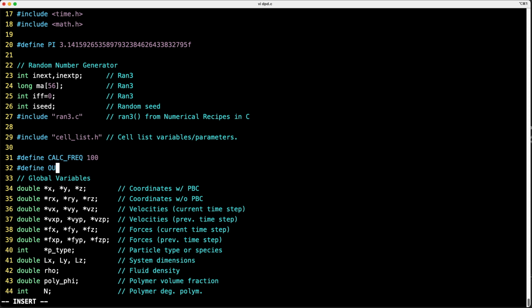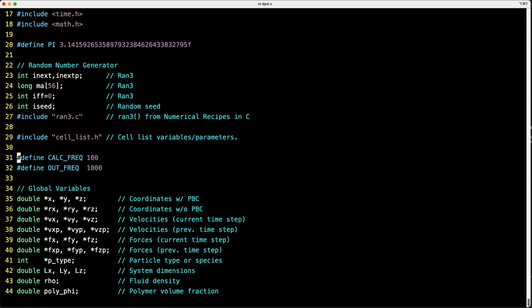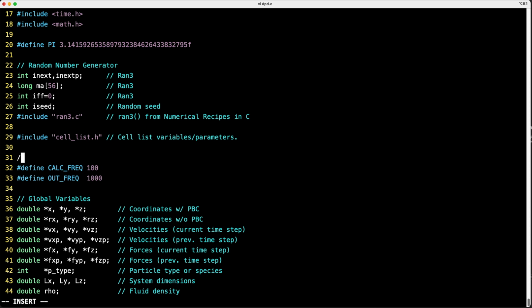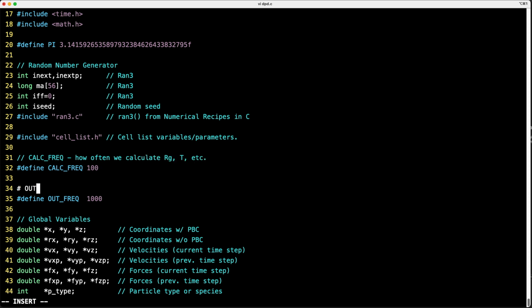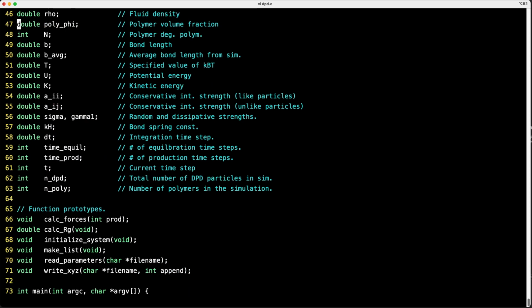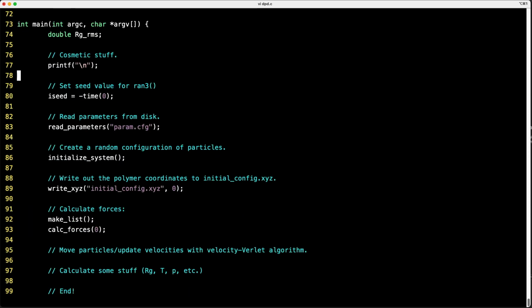And I'm also going to define, let's say, out frequency. And I'm going to make this, let's say, 1,000. And this is how often we are going to write our coordinates to disk. And so let's just make a note of this here. Calculation frequency, how often we calculate our Rg, etc. And then out frequency, how often we write our coordinates to disk, so that at the end of the day, we can make some nice movies in OVITO or something like that. Okay, so that kind of sets us up here.